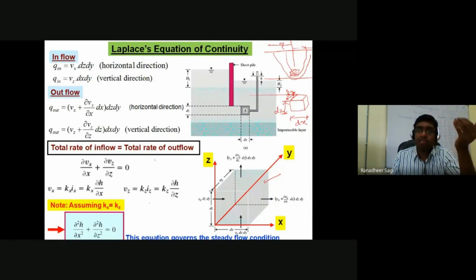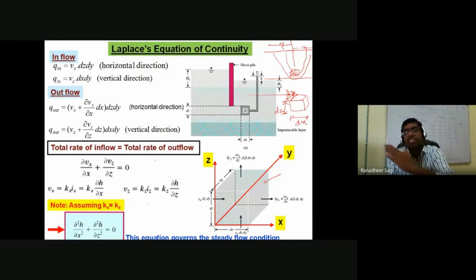And with what rate the flow is coming out of the soil element, both in x direction as well as in z direction, I'll try to find out. And then we'll write down the continuity equations, and accordingly we'll derive the Laplace equation for this flow condition. Okay, so once we say flow rate, how do we write down the flow rate? Q is what we write. Flow rate is nothing but velocity into the cross-sectional area through which the flow is entering into the soil element.